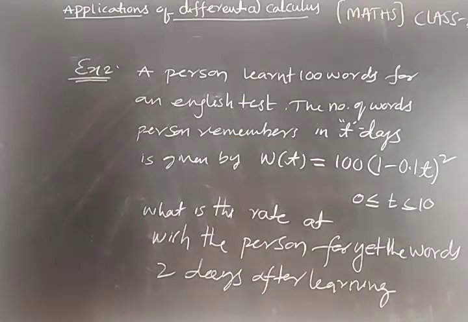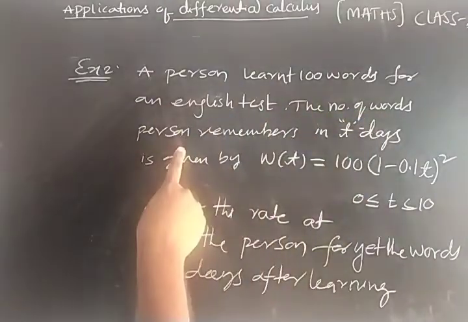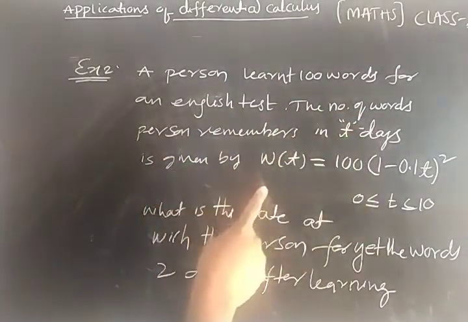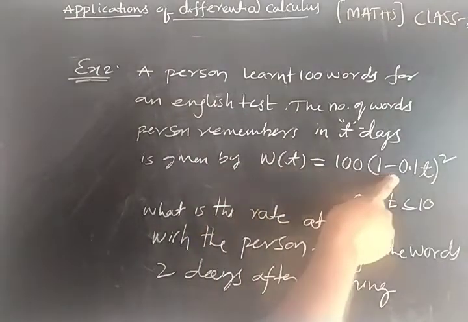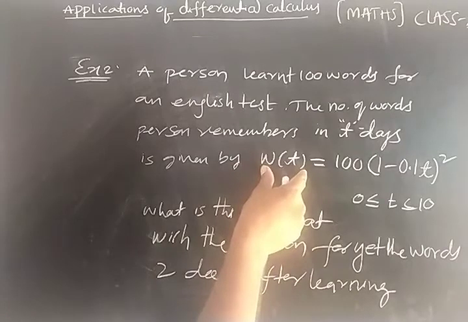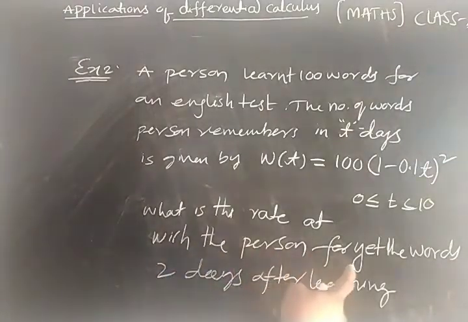See the question. A person learns 100 words in an English test. The number of words remembered in T days is given by W(T) = 100(1 - 0.1T)^2. So this is the relation between the number of words remembered and T days, right? What is the rate at which the person forgets the words in 2 days after the learning?